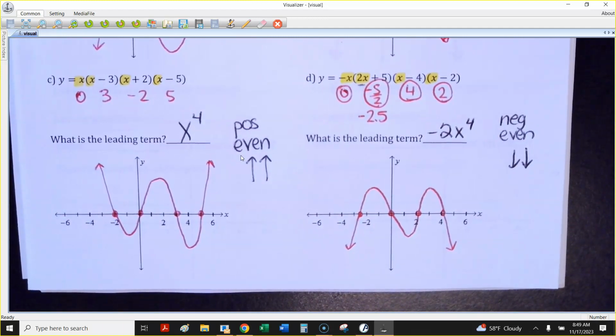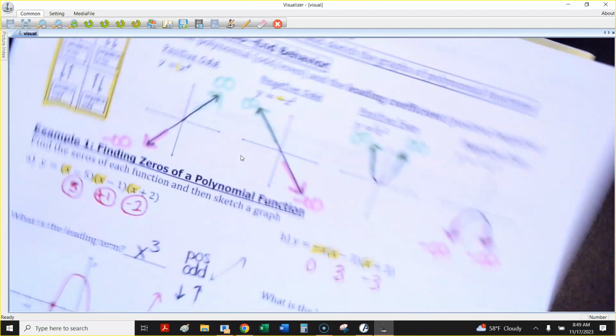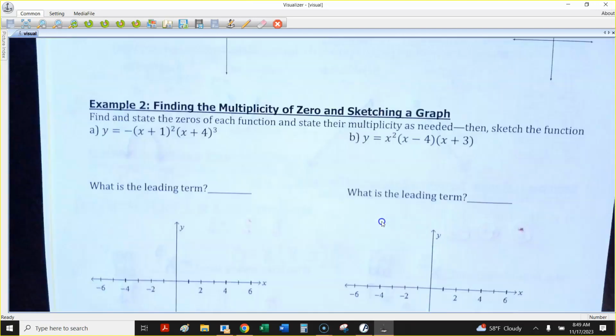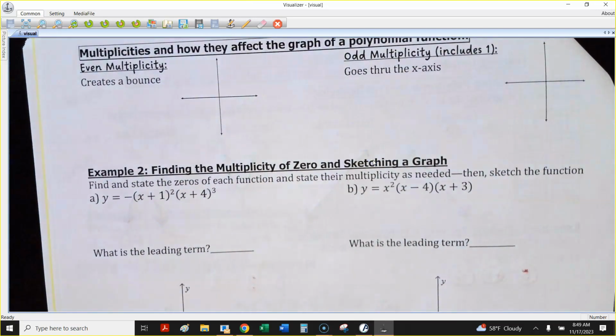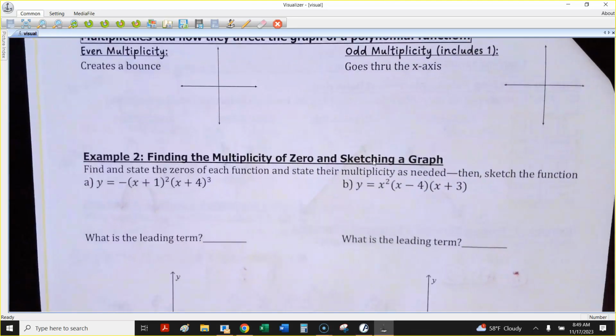Okay. Now, I haven't given you guys anything that has a multiplicity, so I'm going to talk about that with you on the back. The multiplicity does affect how you would go through a graph.